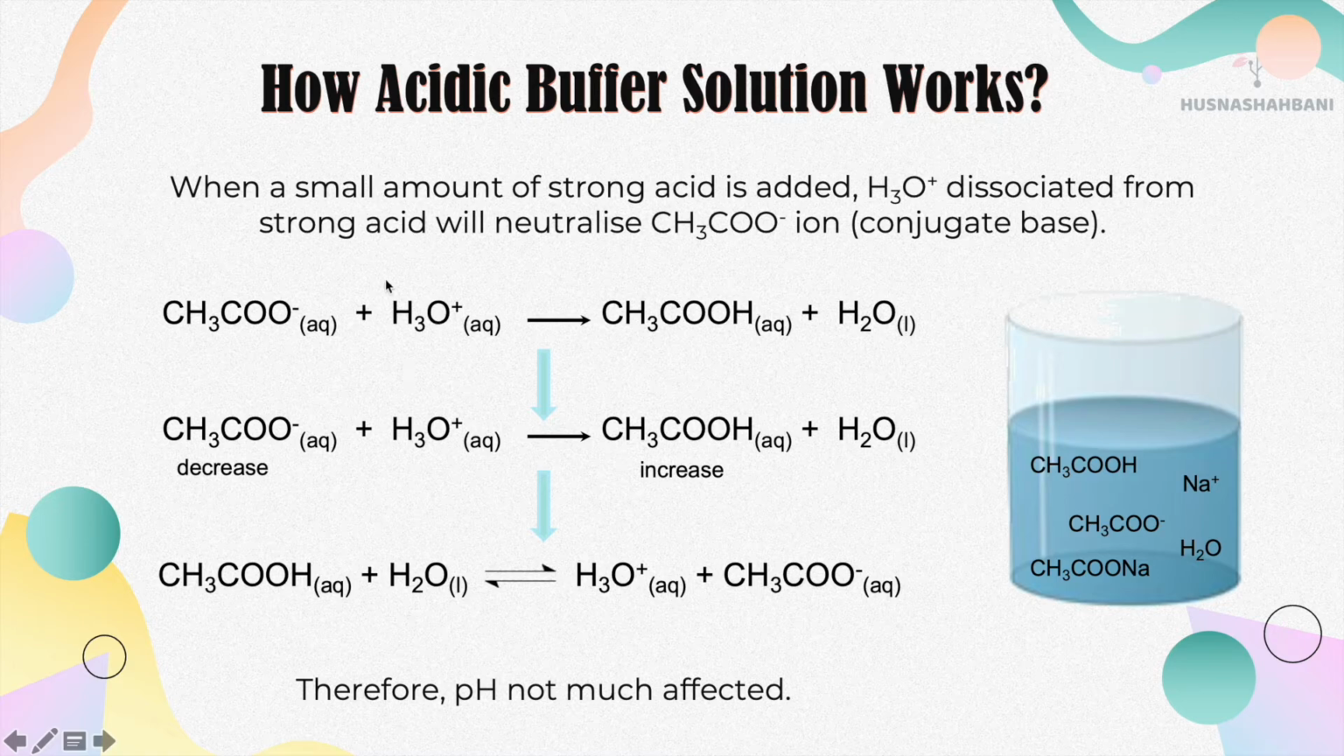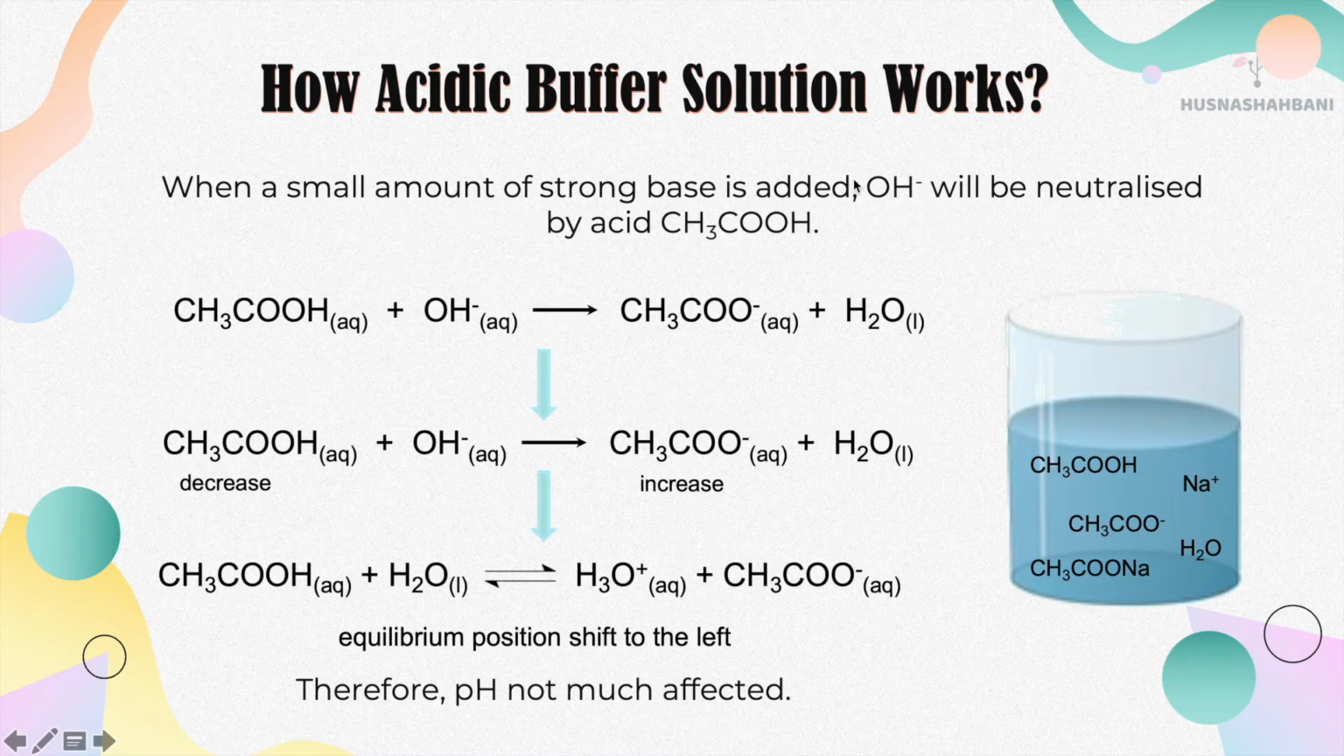When you add strong acid, it will react with CH3COO-. When you add strong base, OH- will react with the acid to neutralize. The base reacts with the weak acid to neutralize again, and the equilibrium position will shift to the left because this concentration decreases. So the equilibrium shifts to the left, and the pH is not much affected.